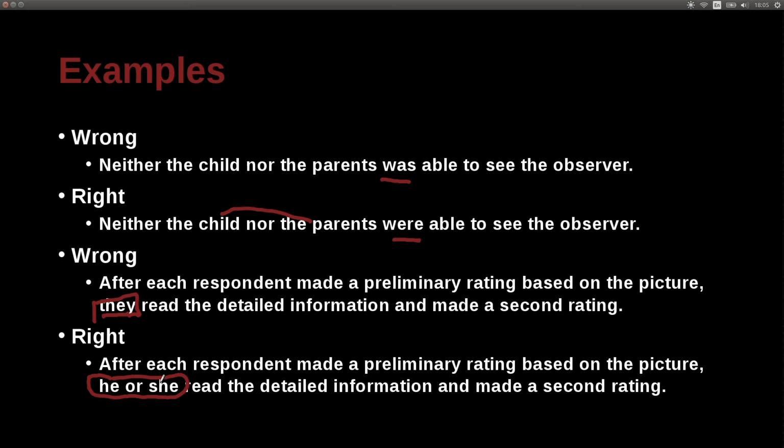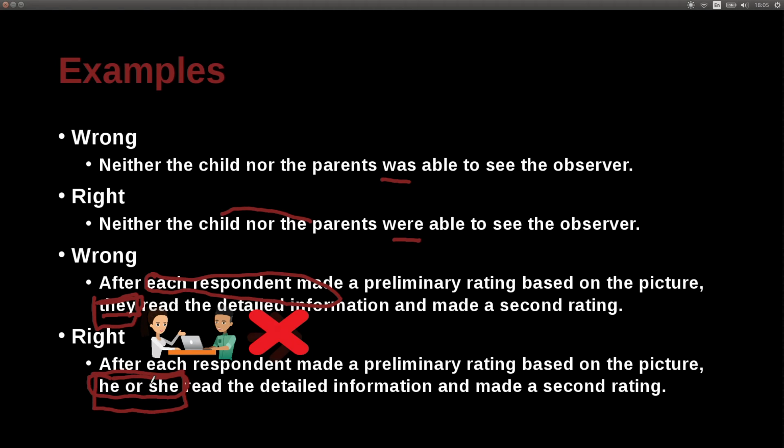Well, first of all, we did talk about trying to make your pronouns as clear as possible, as specific as possible. So he and she is clearly more specific, right? After each respondent made a preliminary rating based on the picture, they, the problem here is if you use they, you're kind of thinking each respondent is a group of people and somehow they did something together. But they did not do something together. They all did it by themselves. They each did it. So in this case, each one, we would say he.